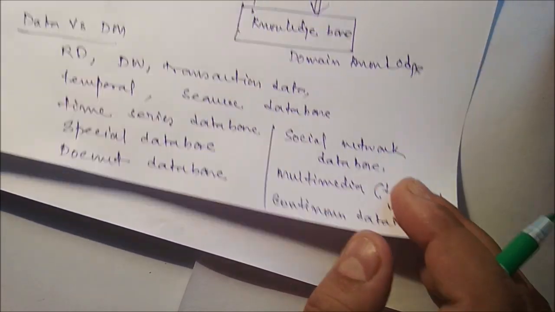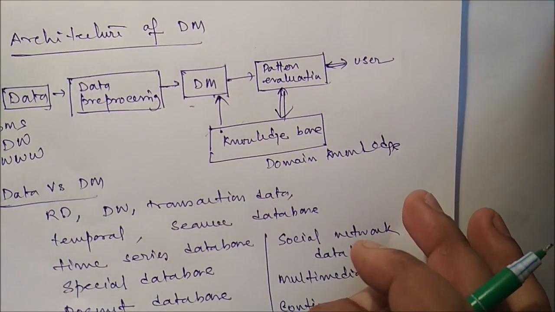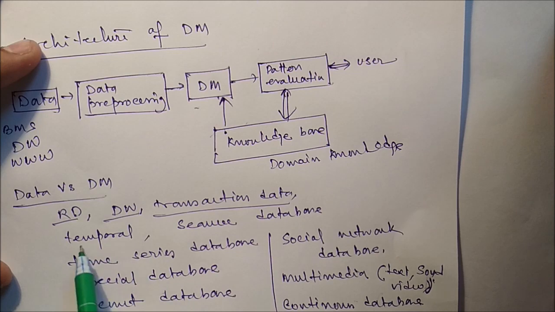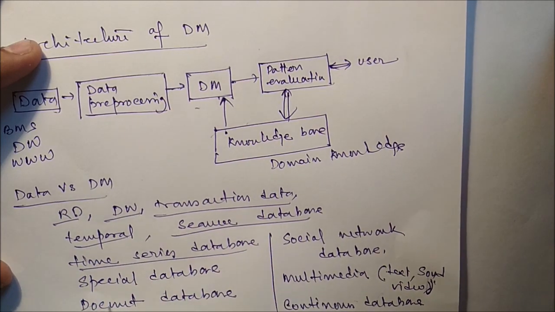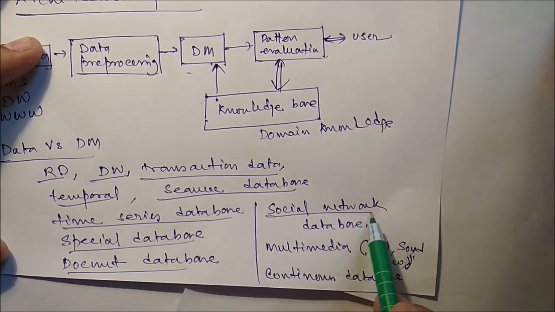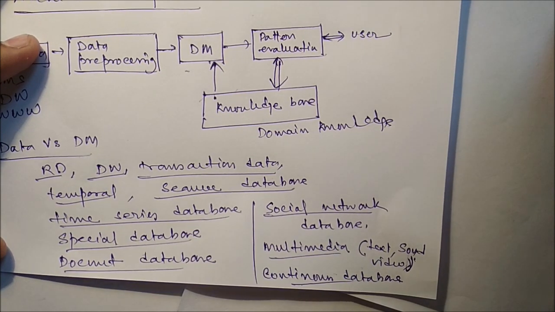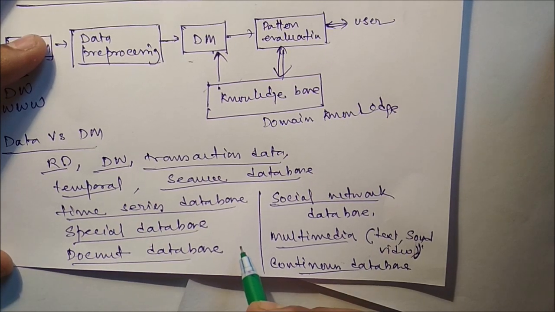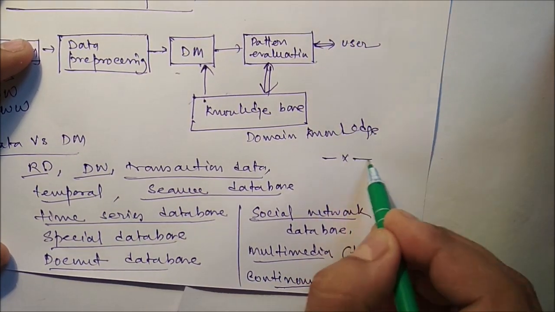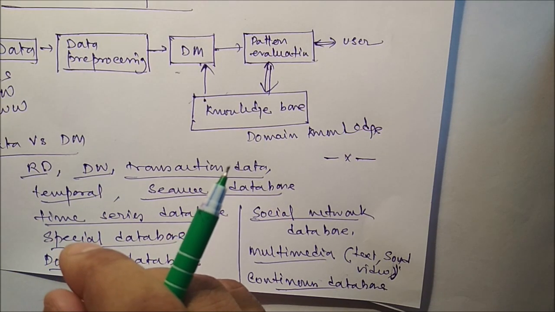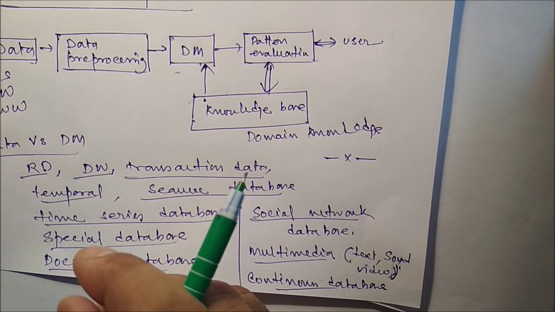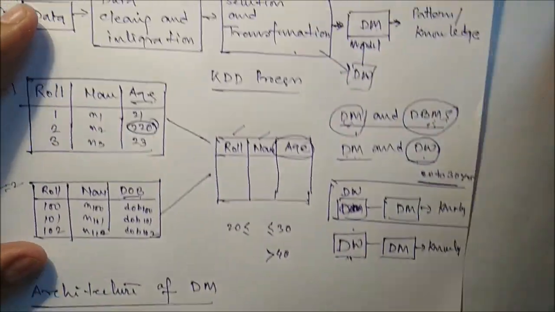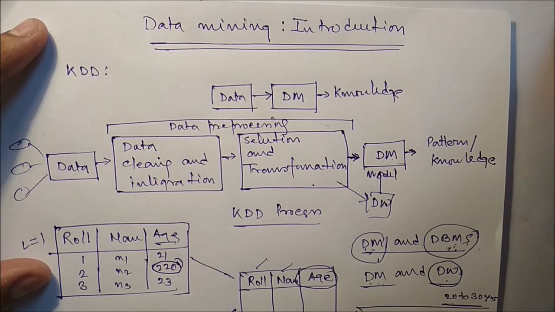So that means data mining should be applicable to any kind of data. It may be relational data, data warehouse, transactional data, temporal data, sequence database, time series database, spatial database, document database, social network database, multimedia database, continuous database, and so on. That is the end of the first part of the introduction. In the next video we will discuss the second part of the introductory video of data mining. That is the end of this video. Thank you very much.